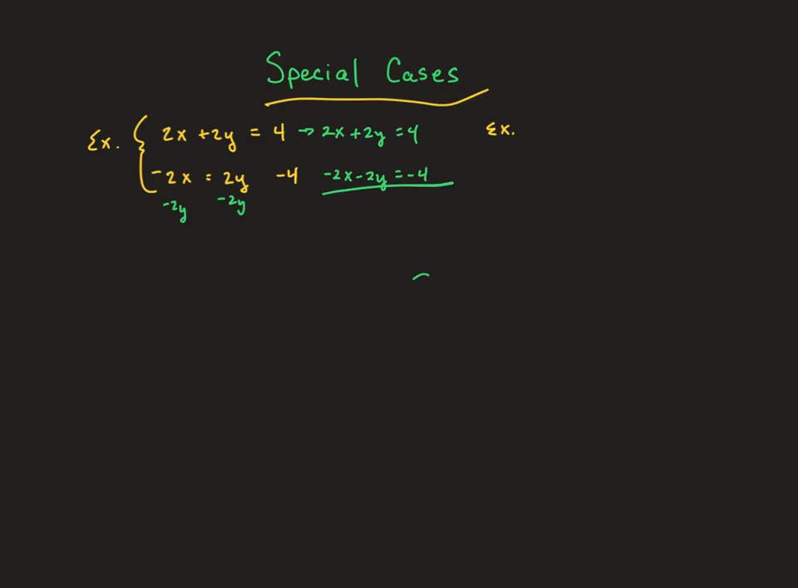Now when I go and combine those down, I end up with 4 minus 4, which is going to be 0. I end up with 2 minus 2, which is going to be 0y. And 2x minus 2x is going to be 0x, so 0 equals 0. And what that tells me is it's a special case, and that actually means that we have an infinite number of solutions.